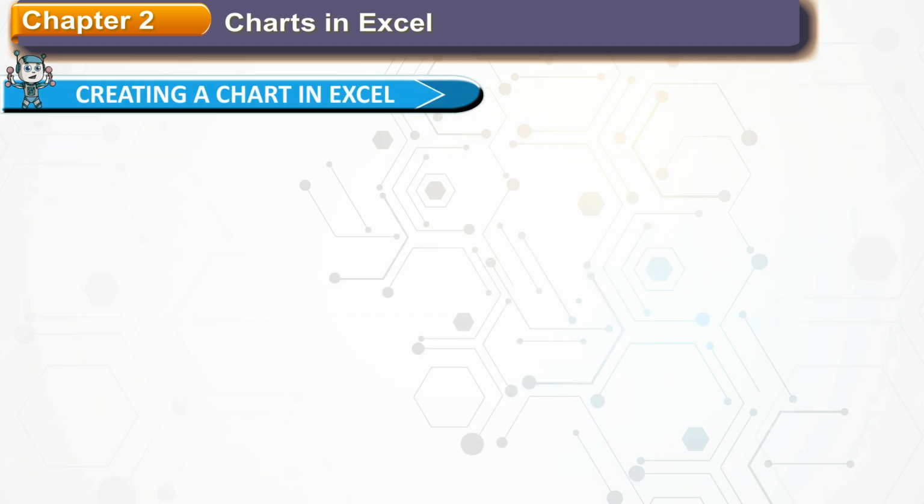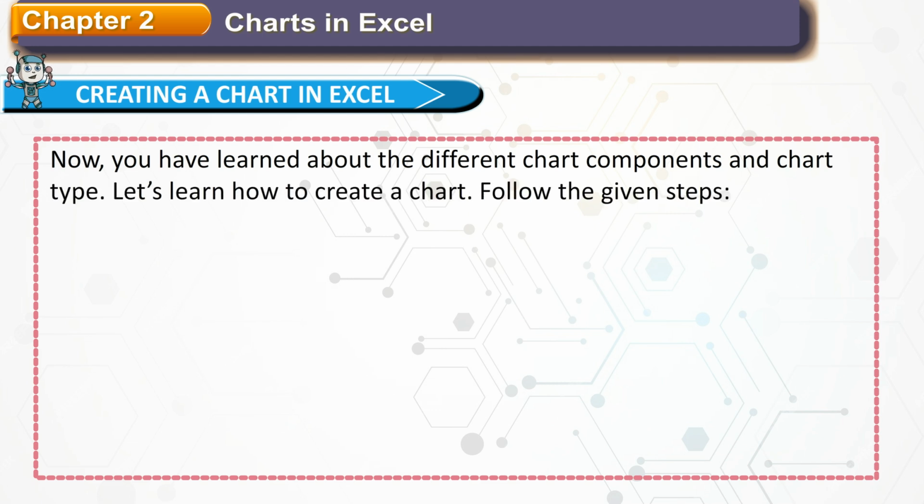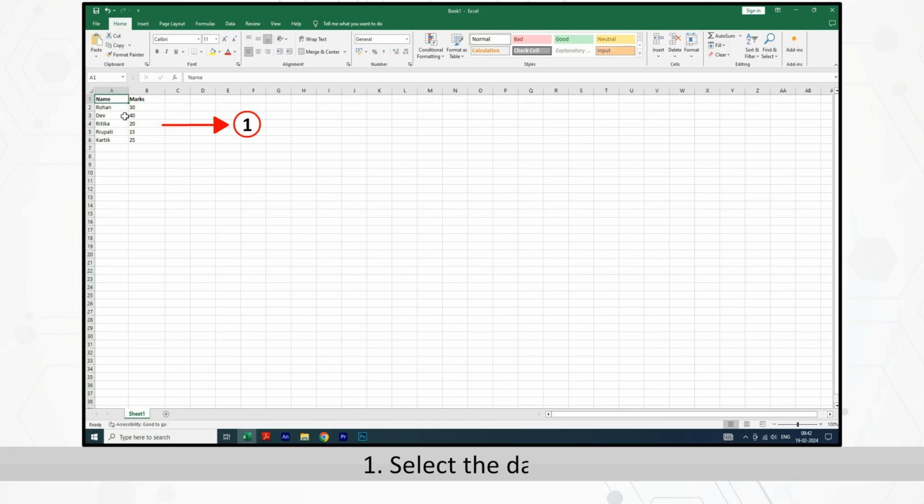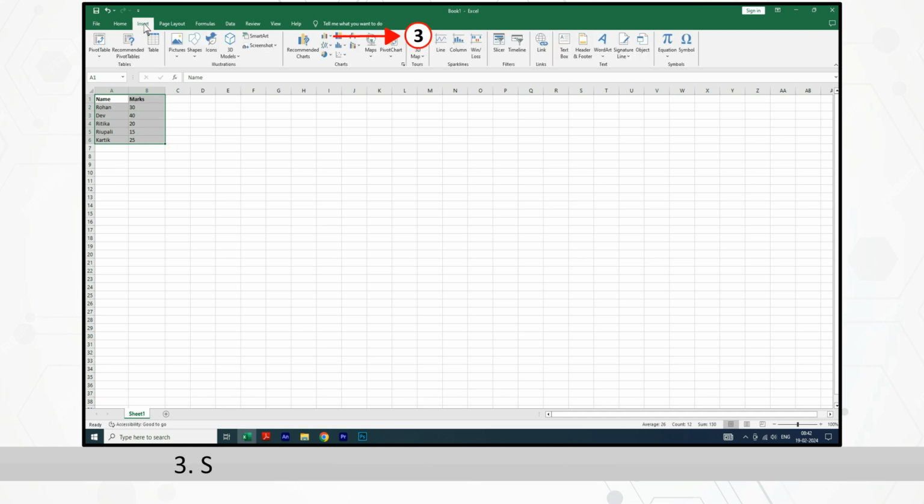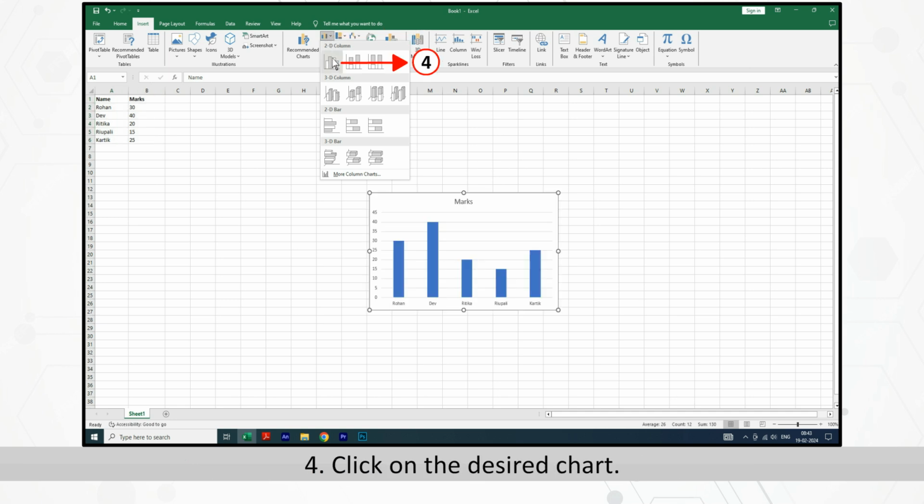Creating a chart in Excel. Now, you have learned about the different chart components and chart types. Let's learn how to create a chart. Follow the given steps. 1. Select the data. 2. Click on the Insert tab. 3. Select the chart category in the illustration group. 4. Click on the desired chart.